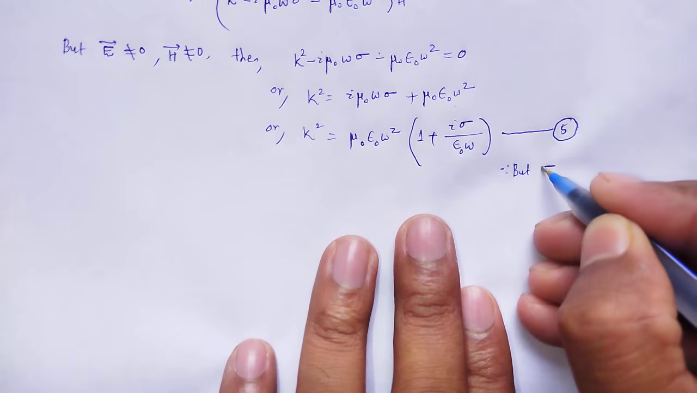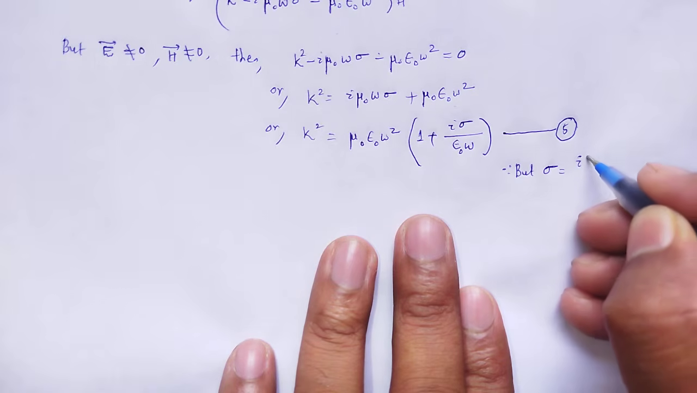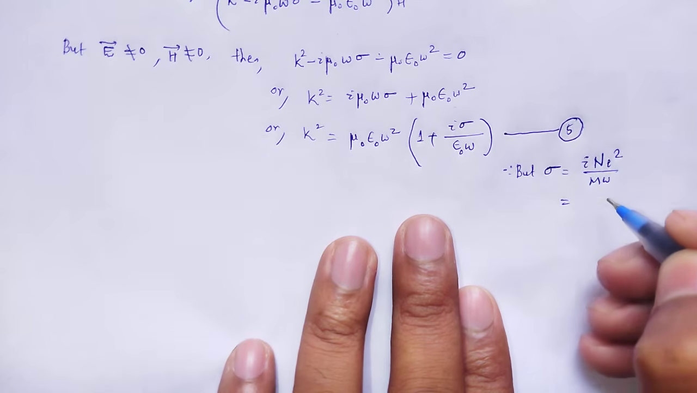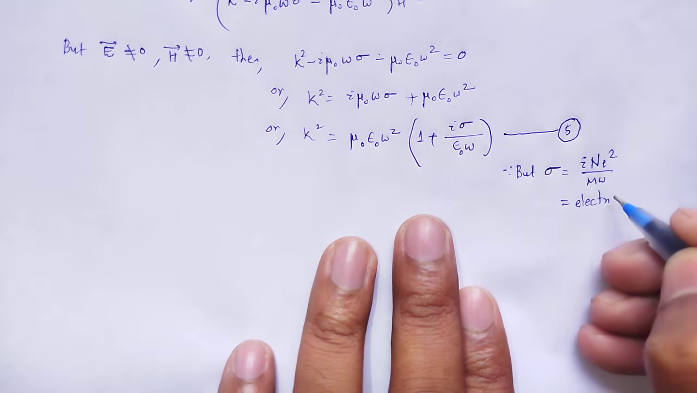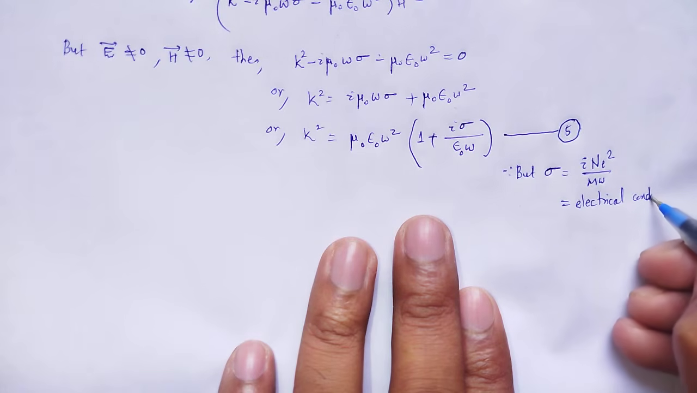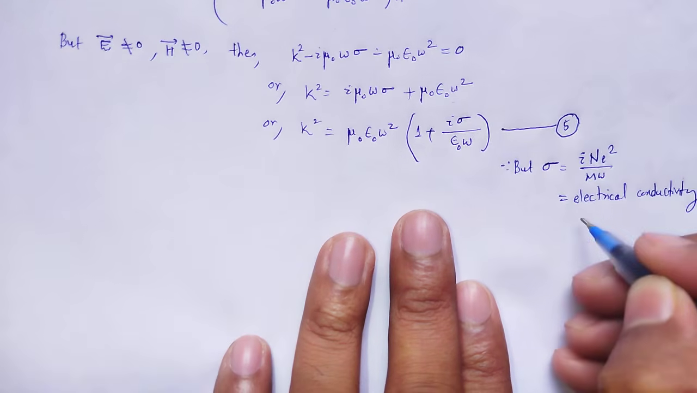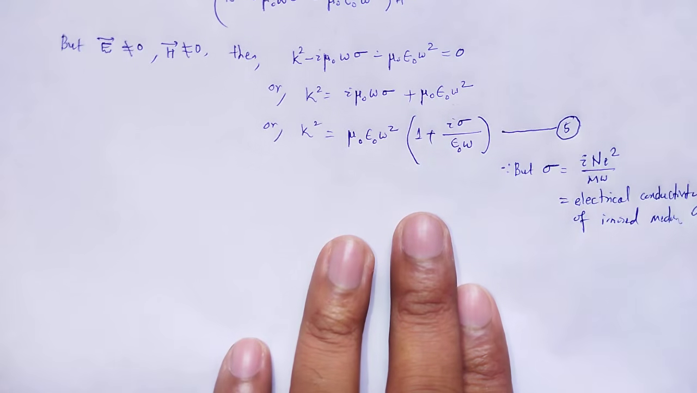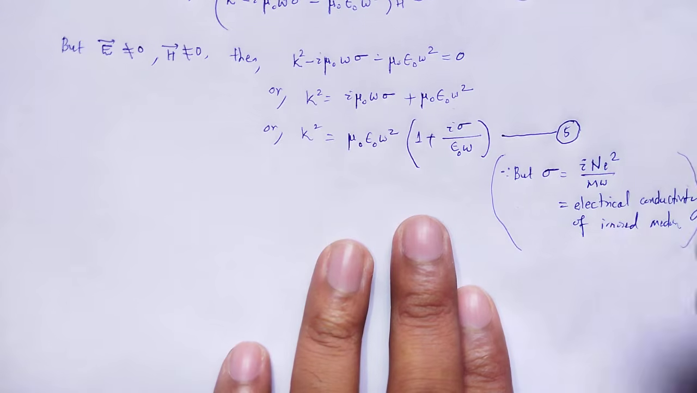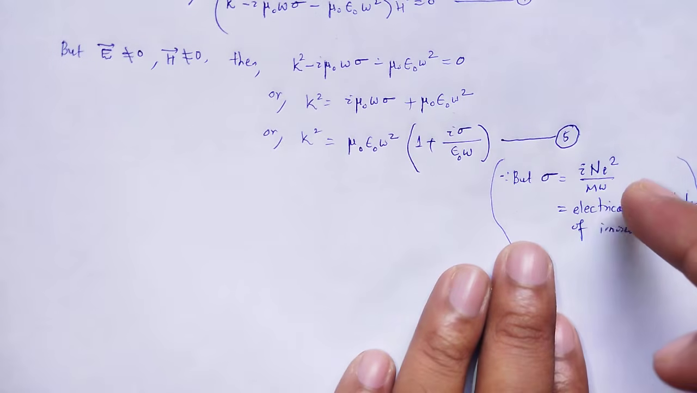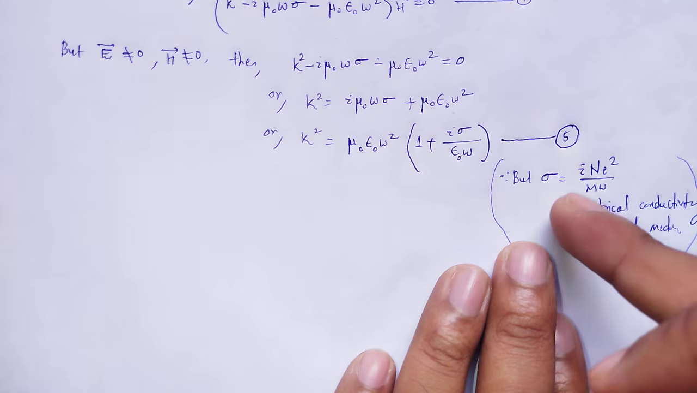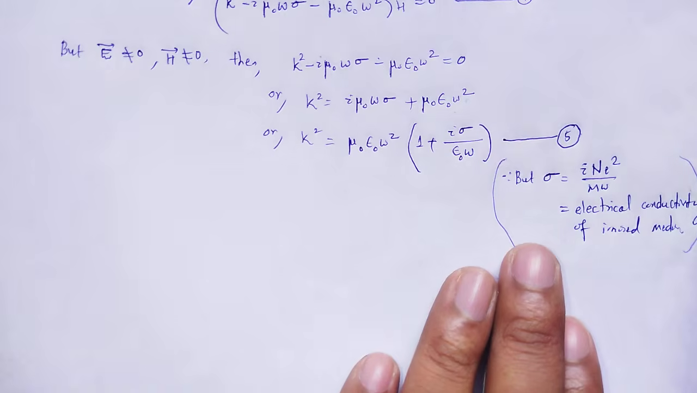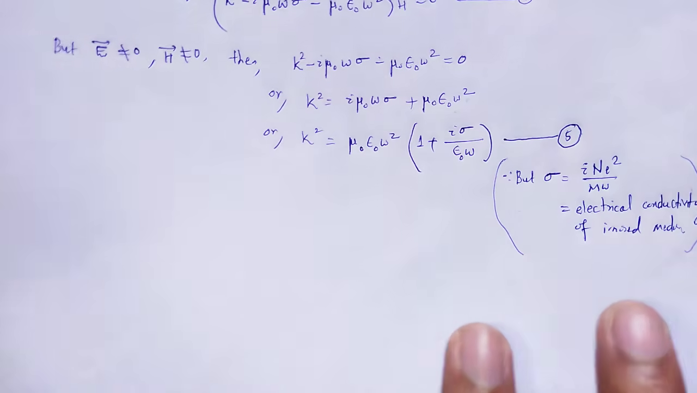Whereas sigma is equal to i n e square divided by m omega, which is called the electrical conductivity of the ionized medium. Now we have to derive that value for the electrical conductivity of the ionized medium.